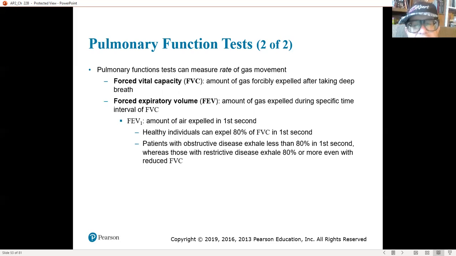Healthy individuals can expel 80% of their forced vital capacity in 1 second. If you have an obstructive disease, you can exhale less than 80% in that first second. Those with a restrictive disease can exhale more than 80%, even with a reduced lung volume, reduced forced vital capacity.